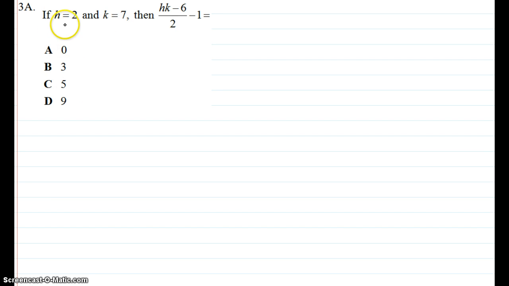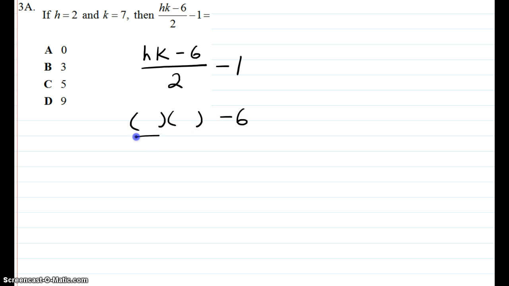Alright, 3A, if h equals 2, k equals 7, then hk minus 6 divided by 2 minus 1 equals what? So whenever I do these problems, I like to rewrite the equation. So it's hk minus 6 divided by 2 minus 1. And so now, since h and k are variables, I'm just going to put them as parentheses waiting to be filled in. Over 2 minus 1.